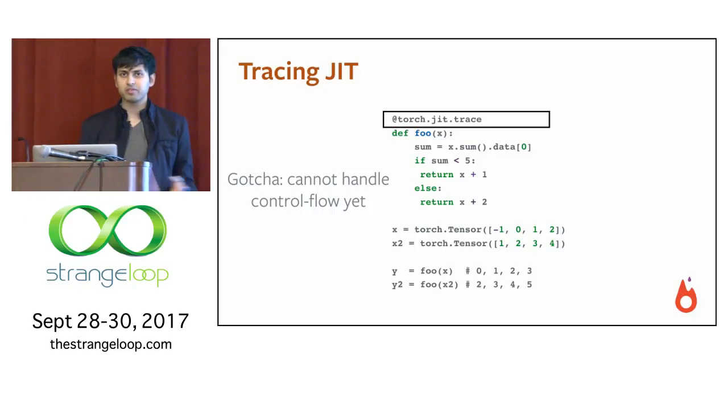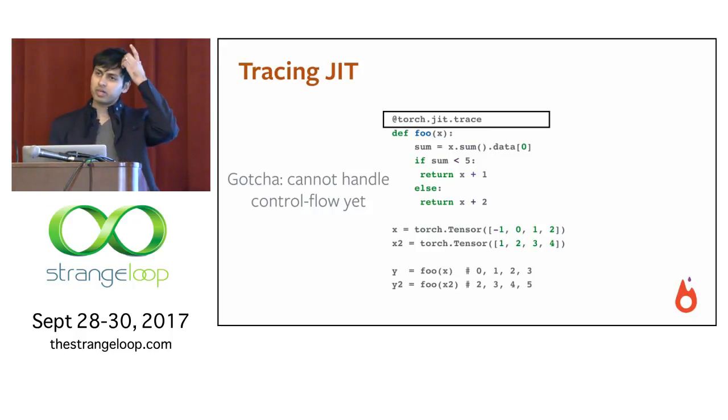We're trying to solve this in various ways. One of them is parsing the Python AST itself and building a trace just from the AST. We have other ideas as well, but that's the state of things.